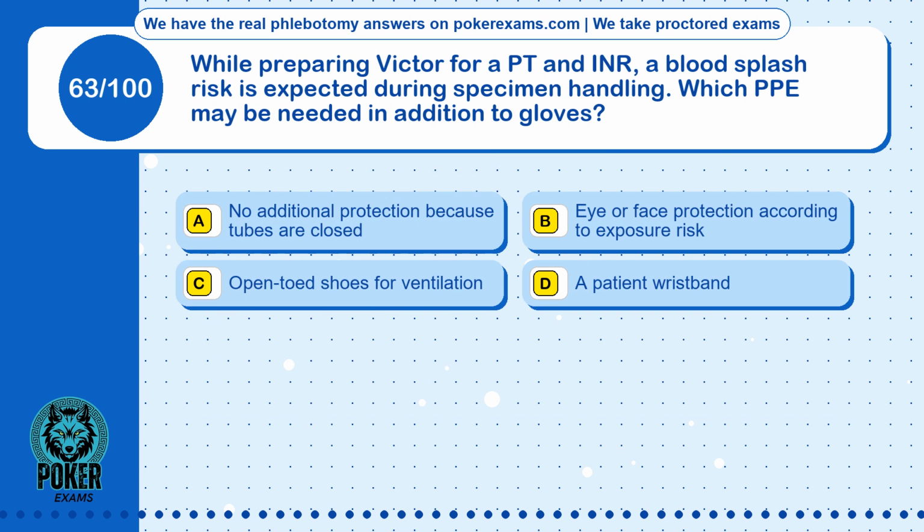Question 63. While preparing Victor for a patient NINR, a blood splash risk is expected during specimen handling. Which PPE may be needed in addition to gloves? Option A. No additional protection because tubes are closed. Option B, eye or face protection according to exposure risk. Option C, open-toed shoes for ventilation. Option D. A patient wristband.